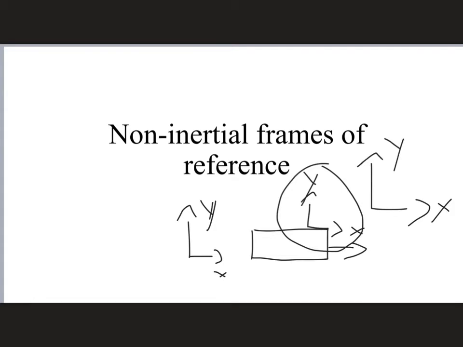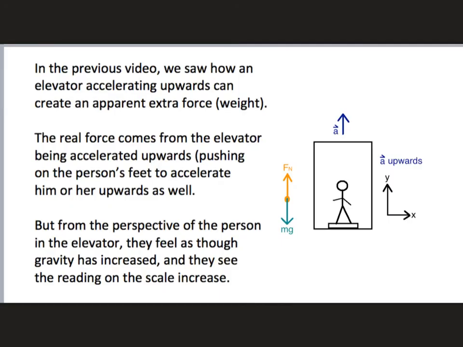In fact, it doesn't have to be a train. Any coordinate system where you're accelerating makes Newton's laws seem to not be accurate. But in reality, they are accurate. You just have to know how to use them.